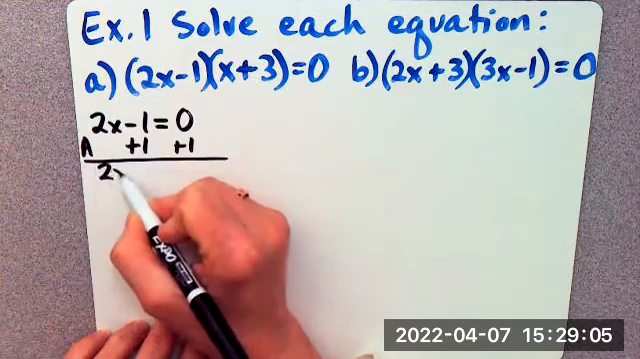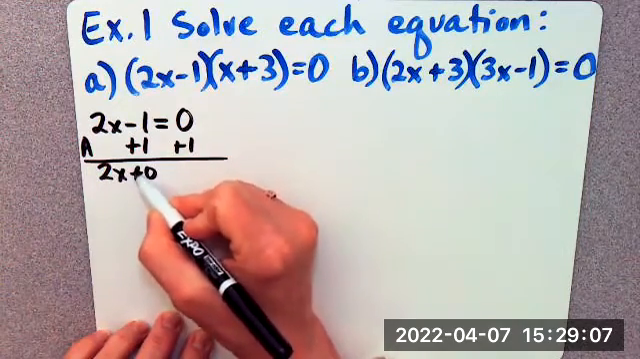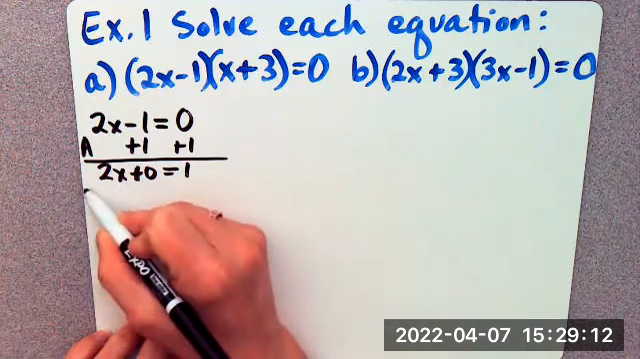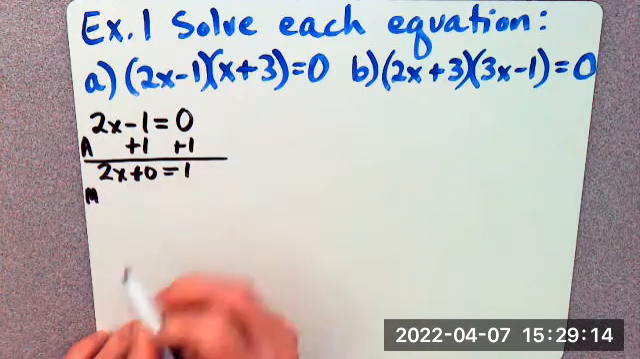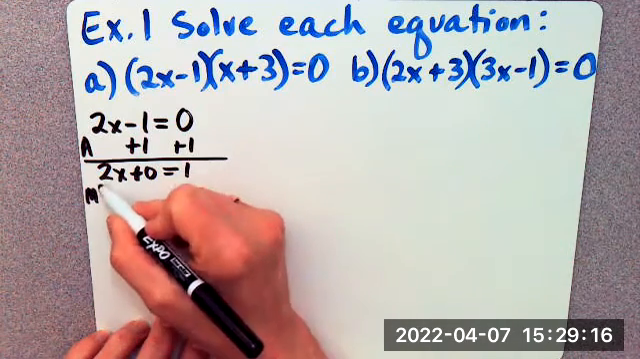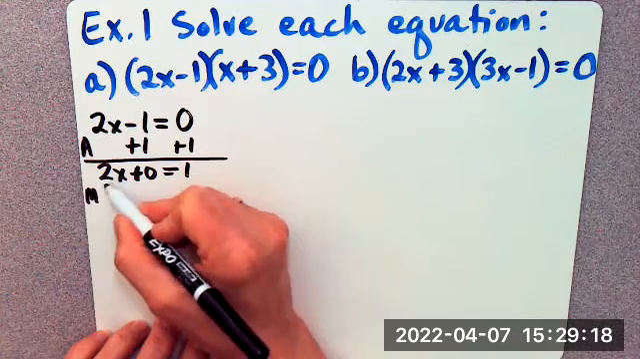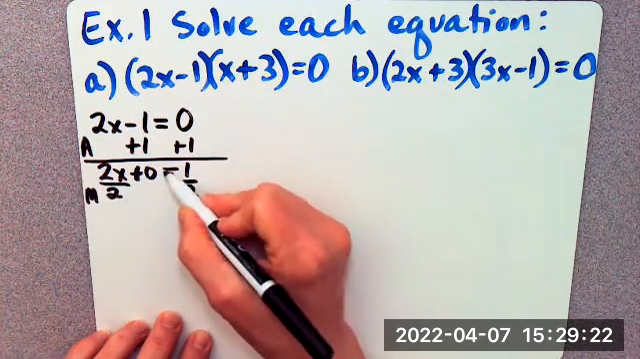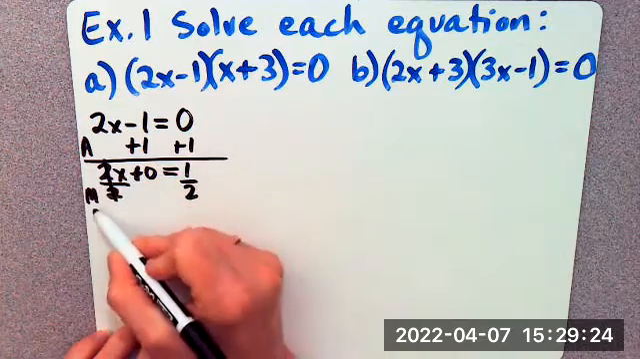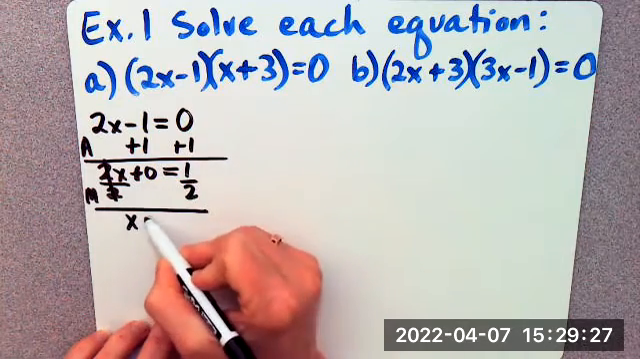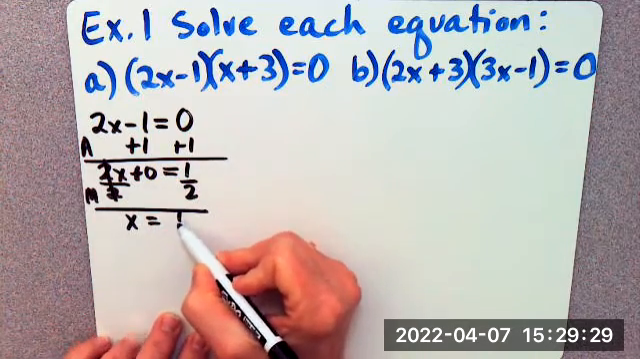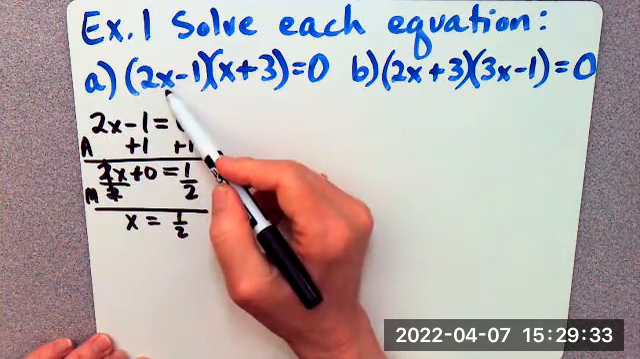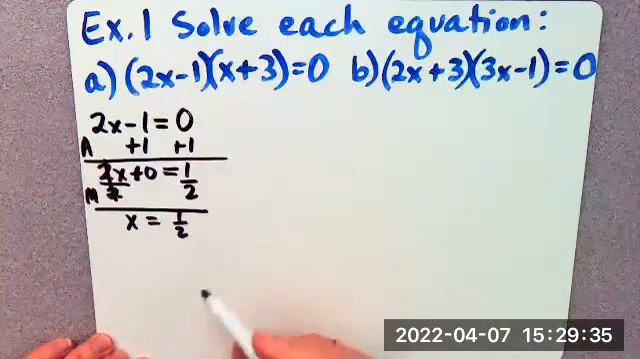And I have 2x plus 0 equals 1. Now I'm going to use a multiplicative inverse, which I'll abbreviate with an M. Since 2 is multiplying x, I'm going to divide by 2, the opposite operation, and that'll cancel that out. So I have x equals 1/2. Okay, so 2 times 1/2 is 1, 1 minus 1 equals 0.